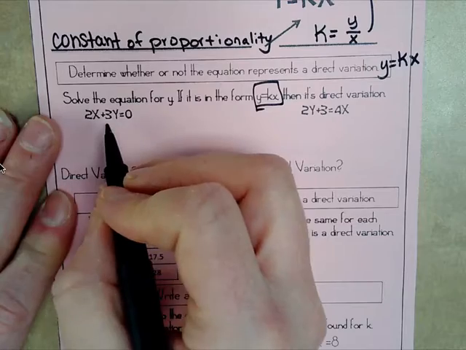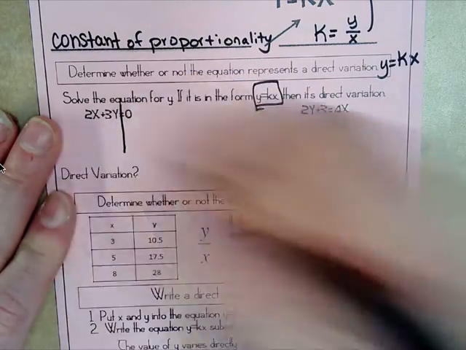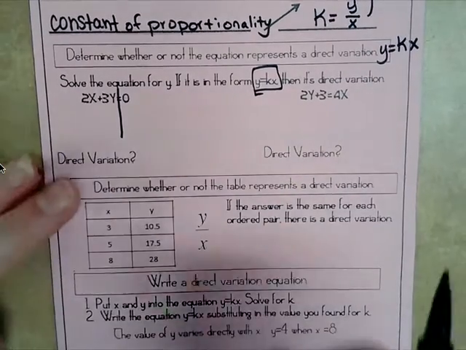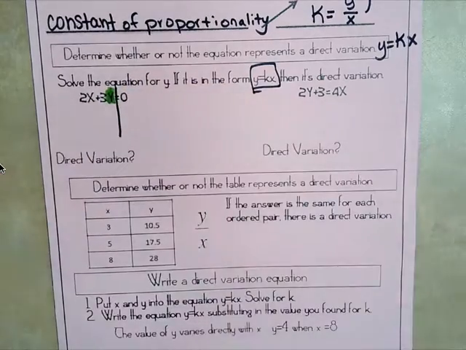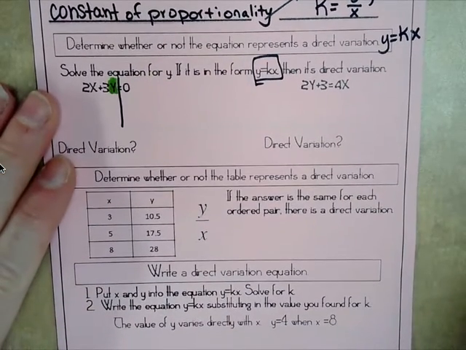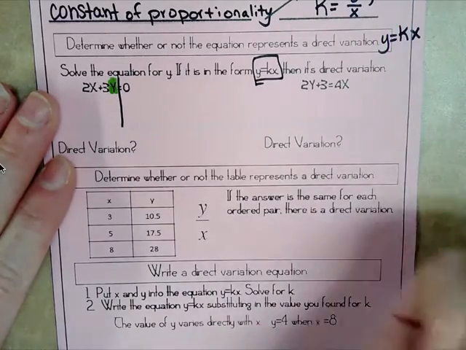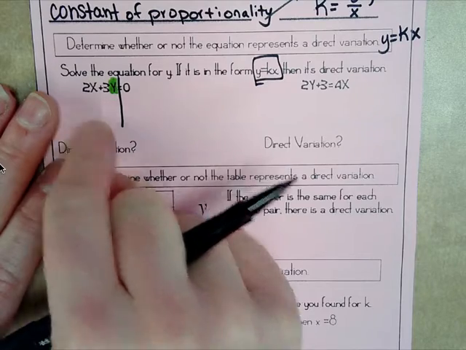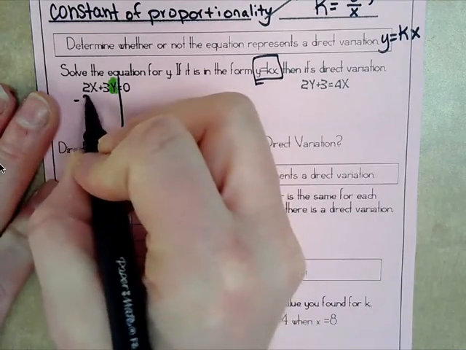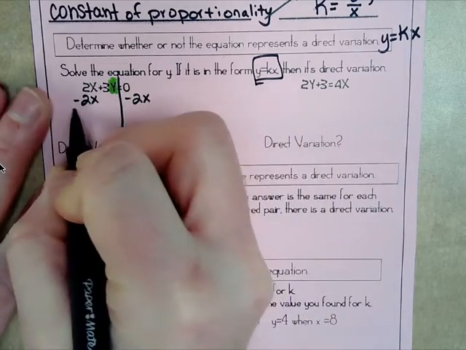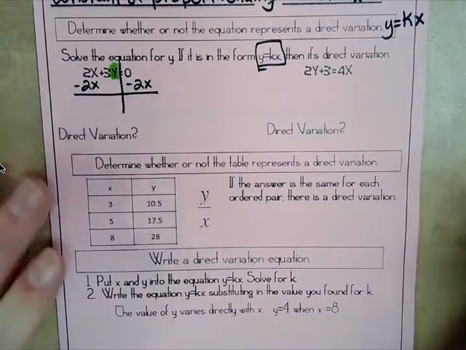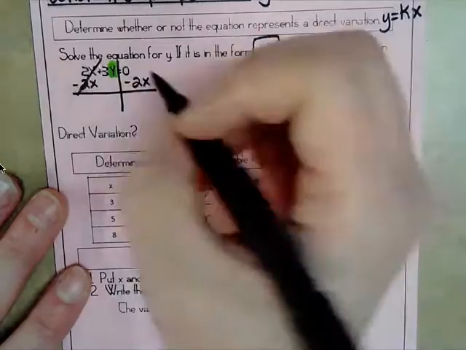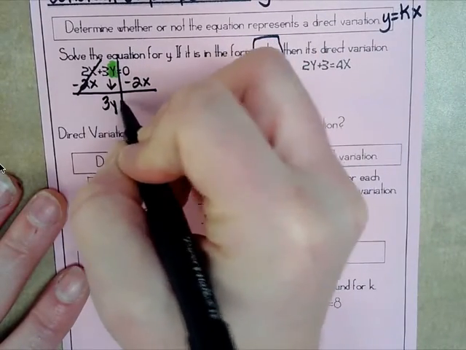So we have 2x plus 3y equals 0. So we need to solve it out, get it to say y equals. So we're getting the y by itself. I highlighted mine. So in order to get the y by itself, we need to get this 2x to the other side. So how do we get the 2x to the other side? Minus 2x, yep. 2x and negative 2x zero out. And then we just carry down the 3y equals.